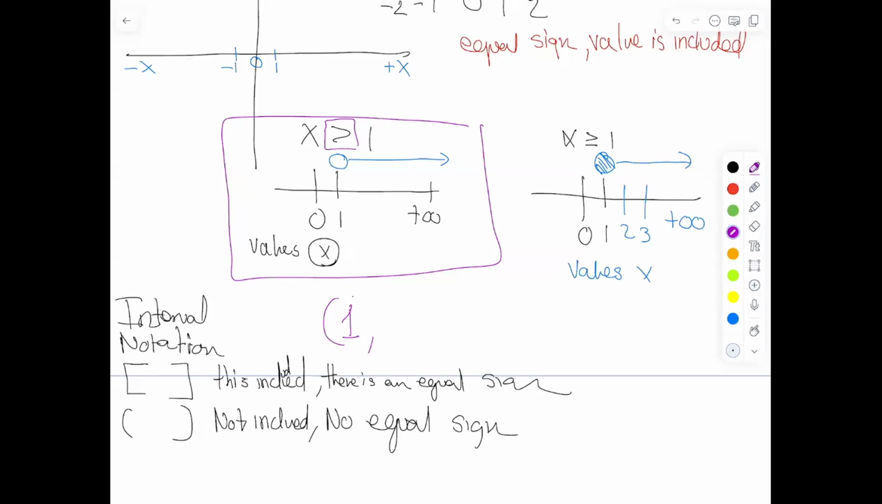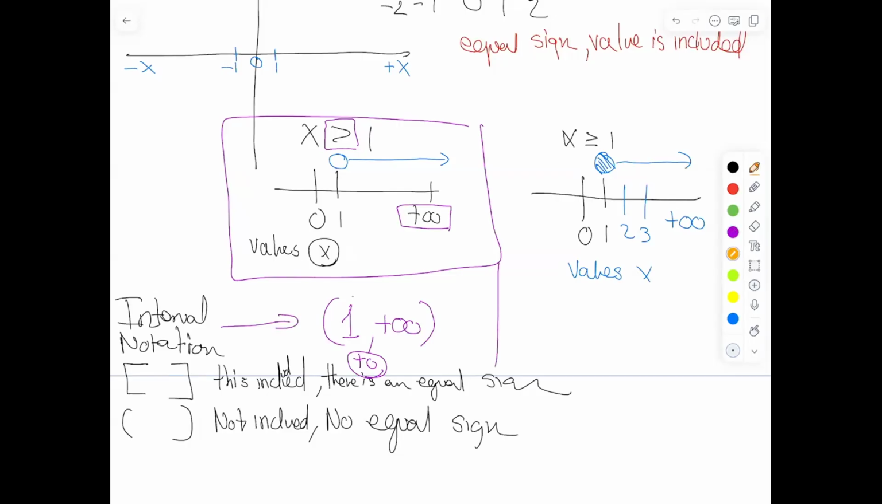Comma. This comma reads as "to." Do you know where this stops to the right? The answer is no. This is going to go all the way to positive infinity. Because you don't know where it stops, you put a parentheses. This is interval notation.